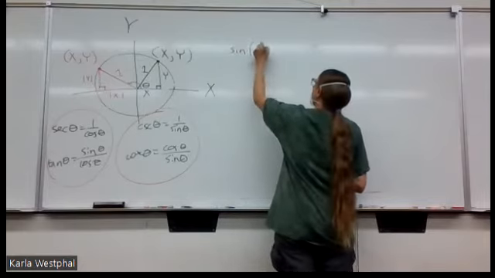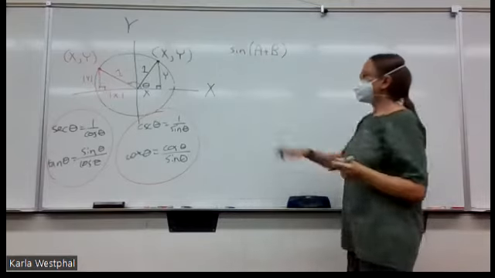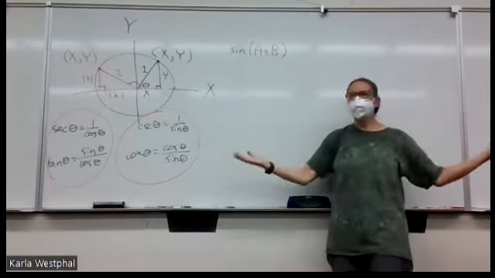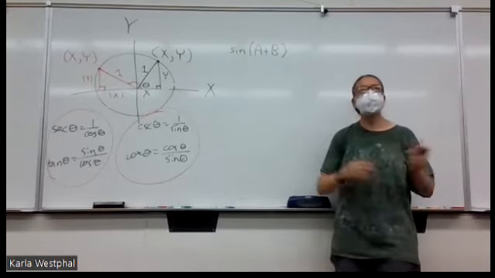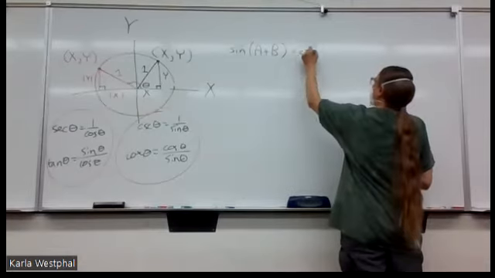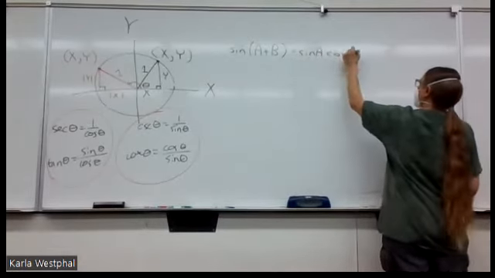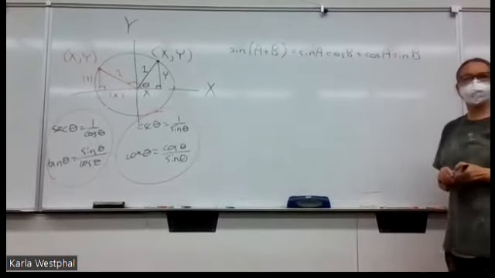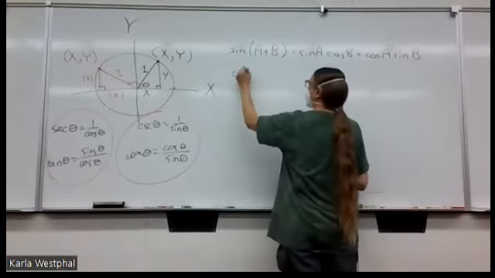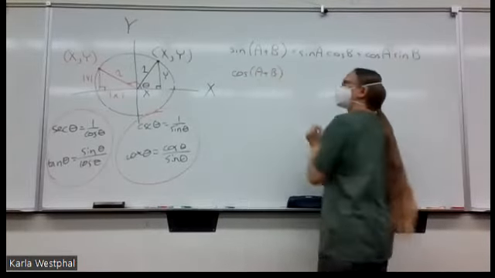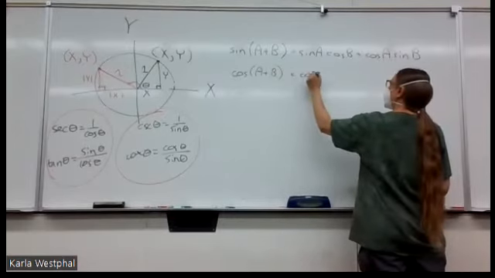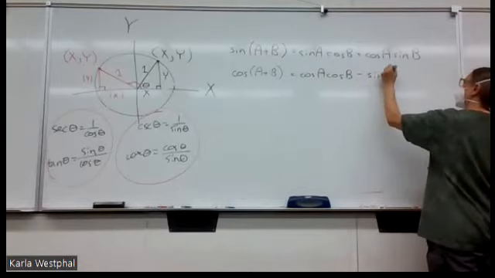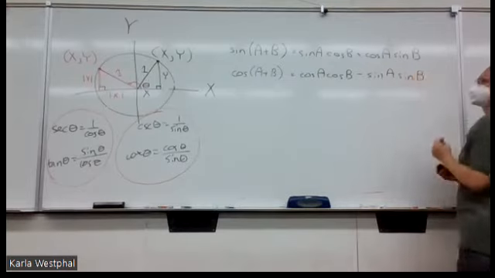So here's how it works. Sine of A plus B. I think of A and B as angles. I'm going to add two angles to get a third angle, which is the sum, and then I'm going to plug that in. And it turns out it's sine A cosine B plus cosine A sine B. And cosine of A plus B is cosine of A cosine of B minus sine of A sine of B.